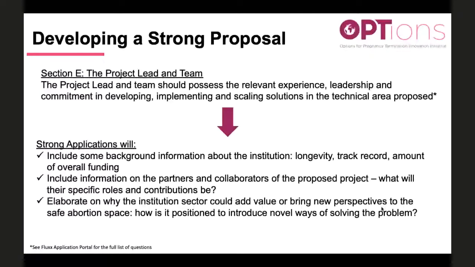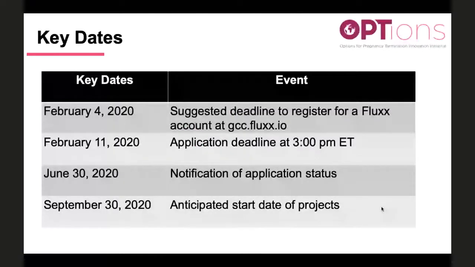So I'll leave you with a few key dates here. The application deadline is February 11th at 3 p.m. Eastern Time. So that's the most important one on this slide. Above that, you'll see a suggested deadline to register for Flex as February 4th. This is because it takes a day or two for your registration to be processed before you can access the application. So we would actually encourage you to register much earlier than that, but certainly no later than February 4th, seeing as the deadline is February 11th to submit an application.